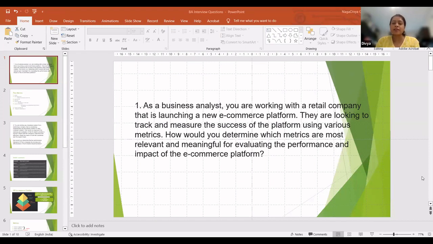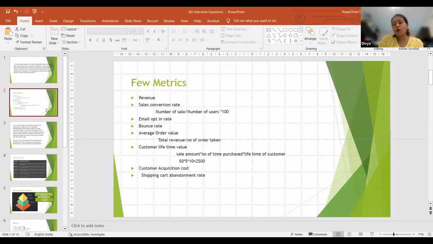E-commerce business is basically the companies which sell their goods and services online. For example, Amazon, Myntra, Flipkart, all these are e-commerce businesses. So let's see a few metrics that are useful in analyzing the performance of these businesses. There are many metrics, but I have listed very few basic metrics over here. Let's understand them. First one is revenue.